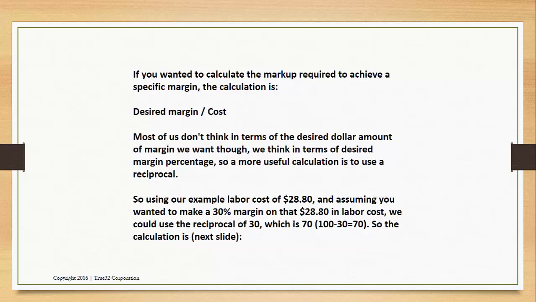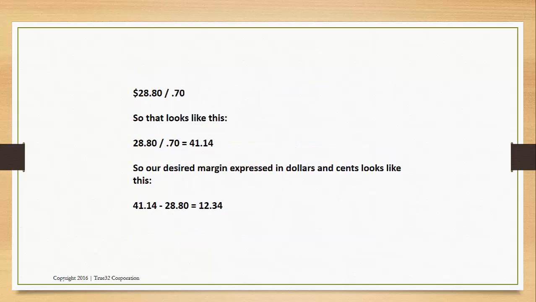So using our example labor cost of $28.80, and assuming you wanted to make a 30% margin on that $28.80 in labor cost, we could use the reciprocal of 30, which is 70. 100 minus 30 equals 70. That's where we get the reciprocal. The reciprocal is the balance, the difference of taking 100 and whatever you want to earn; the difference of that number is what you're looking to use as your reciprocal. So the calculation is $28.80 divided by 0.70. So that looks like this.